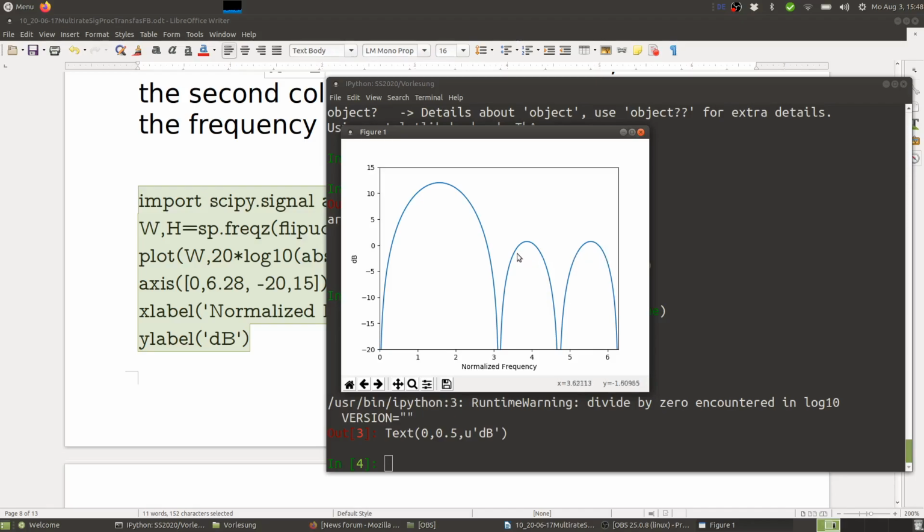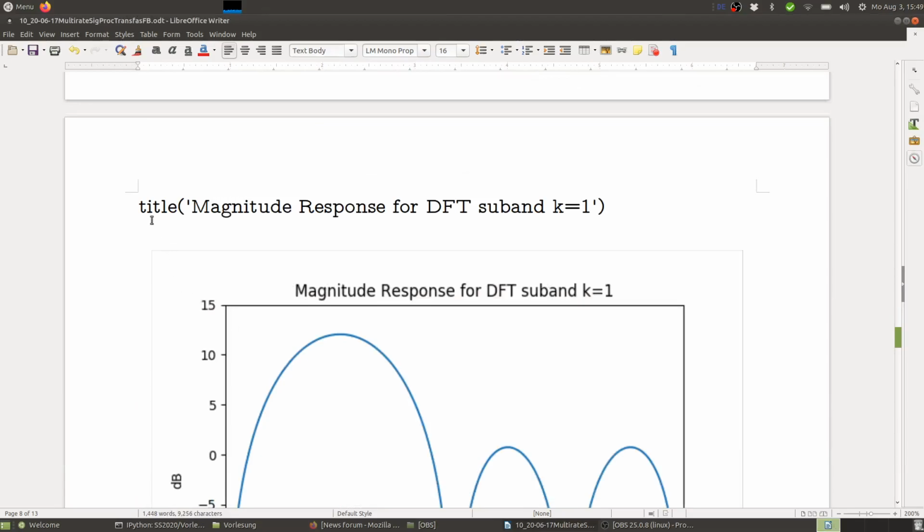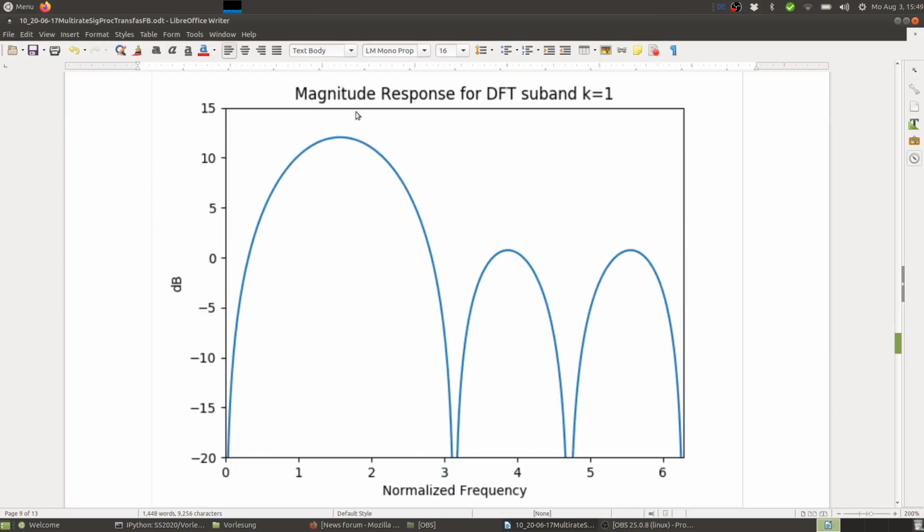And you can see the stop band compared to the passband has, I don't know, a little bit more than 10 dB attenuation. So it's not really good. Yeah, I forgot the title. So here you can see it with title, subband number k equals 1, and this is what you get.